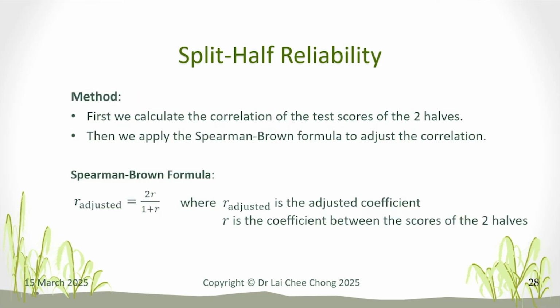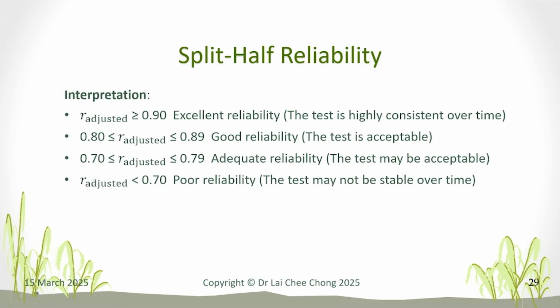Now, again, how to interpret the final result? That's important, okay? This is the adjusted correlation here. Same as the Pearson, you need at least about 0.9 to be considered excellent. Anything between 0.8 and 0.89 is good. And anything between 0.7 and 0.79 is considered adequate. But below 0.7 is considered poor reliability. Okay? In other words, the test may not be stable over time. That's the reason why you have to adjust it.